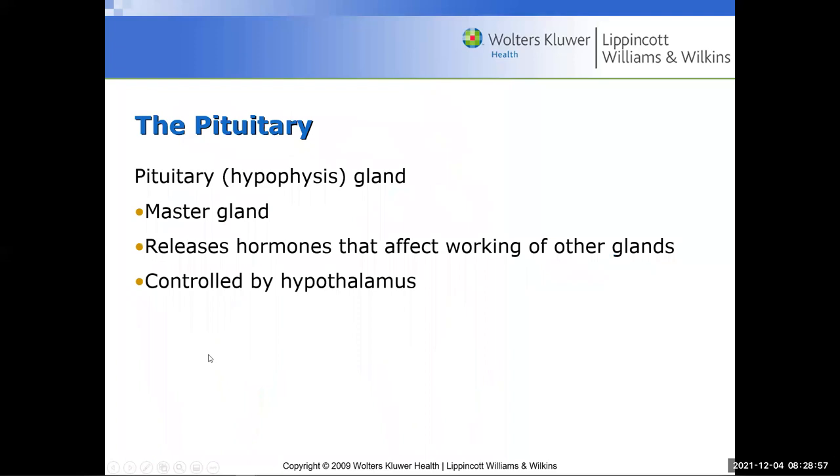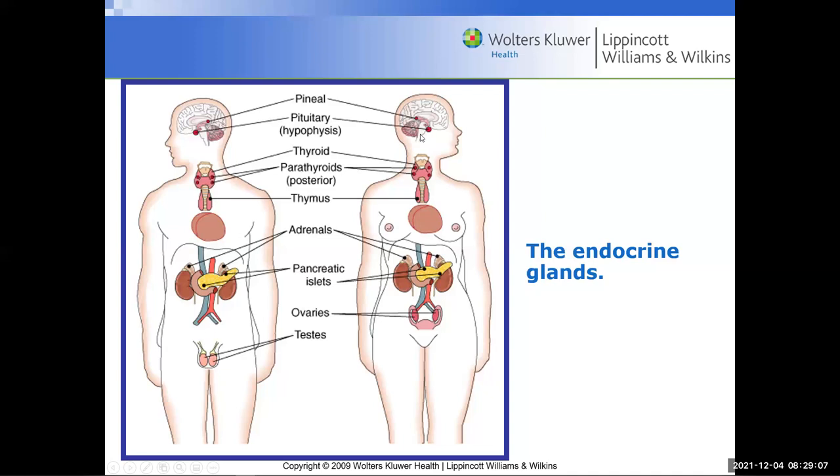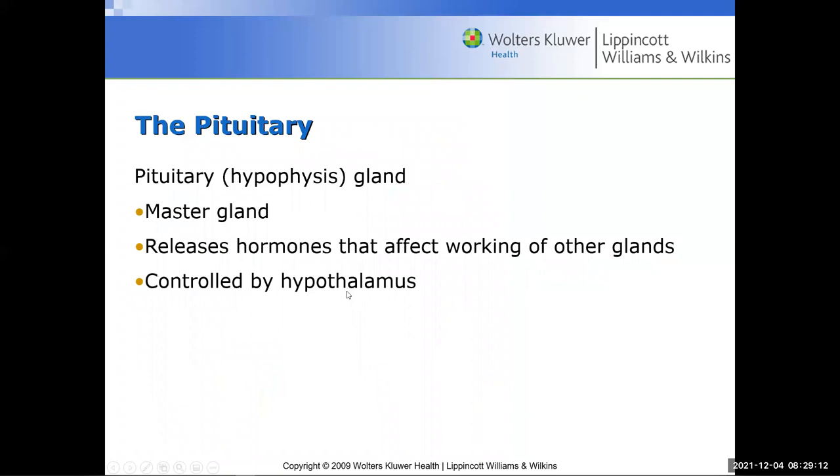Let's have a look at the pituitary. Now, the pituitary gland, which is located right here on the brainstem, is considered the master gland. And it is controlled by the hypothalamus. It releases hormones that affect the working of other glands. So whenever you hear the word master gland or the controller, think about the pituitary gland itself.